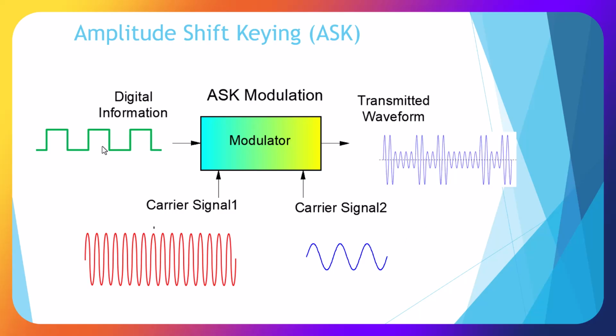Here we have amplitude shift keying, ASK. We input digital information through a modulator, and we have two carrier signals input. So if it's a 1, it'll be the larger carrier, and if it's a 0, it'll be the lower amplitude signal. So we can tell the difference between zeros and ones.